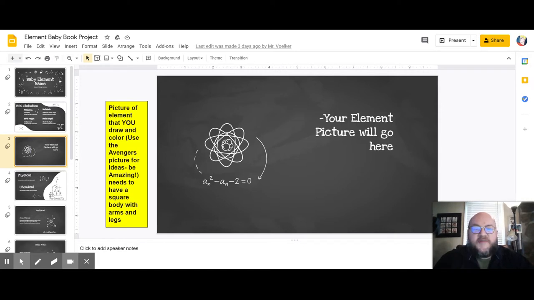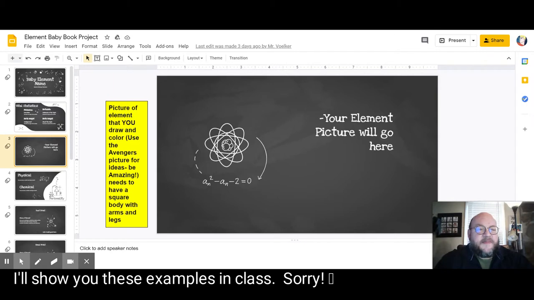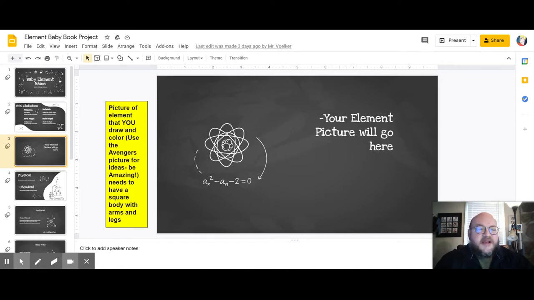On our next page, page 3, this is where you're going to put a picture of your element. Now, I want you to draw a picture on this one, and then we're going to insert it. If you need some help with that, I'll go step by step on how to insert your own artwork. But the idea on this one, let me go back here, is to have a square-shaped element similar to what you see on these Avengers. So you're going to have a square-shaped body, similar to what you'd have with a periodic table, add some arms and legs, and you can see how cute those are going to be. And those are something you're going to have to draw and add color to and then insert right in the spot. I know it'll look amazing, and I'll show you some samples in class.